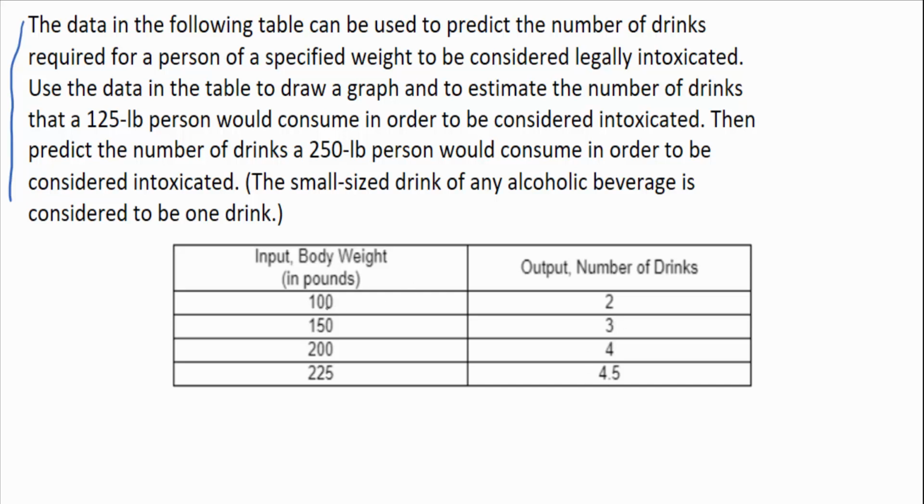So a 100-pound person, it would take 2 drinks for them to be legally intoxicated. A 225-pound person, 4.5 drinks. Your data could vary in the example that you get or the homework problem that you get online, but the idea is going to be the same. The inputs will be body weight, the outputs will be number of drinks.